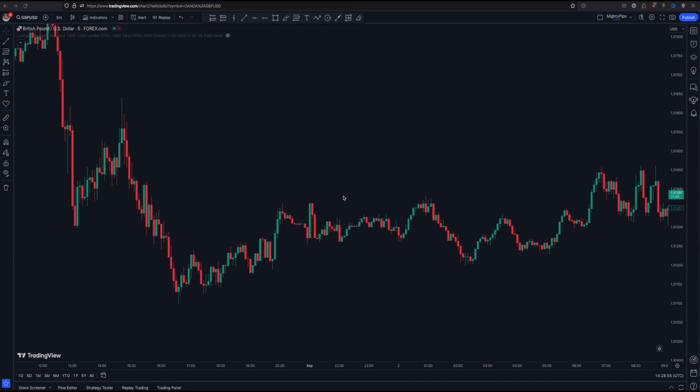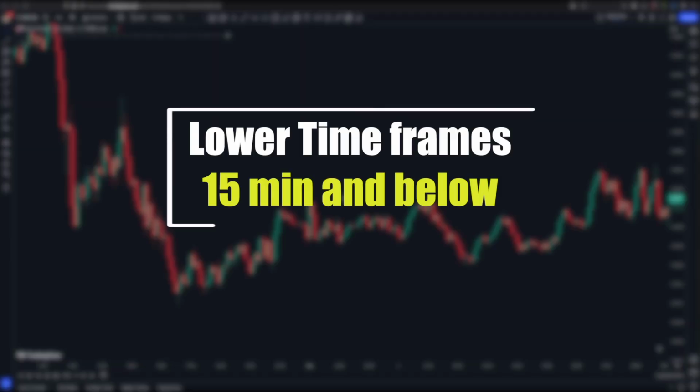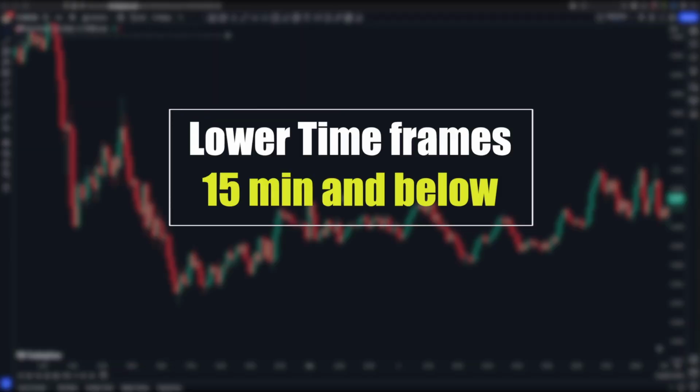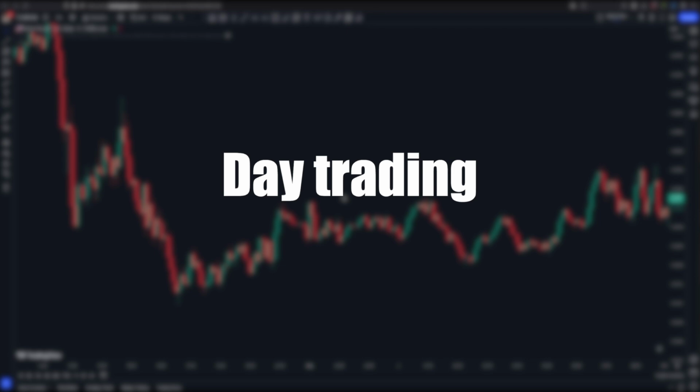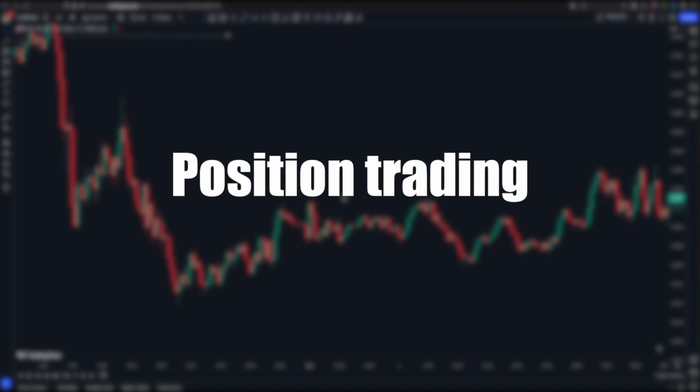Now, most importantly, you have to try and use this strategy based on the scalping time frames, which are the lower time frames, the intraday time frames. That is because this is a scalping strategy. However, this strategy can also be applied for day trading, swing trading, and also position trading.